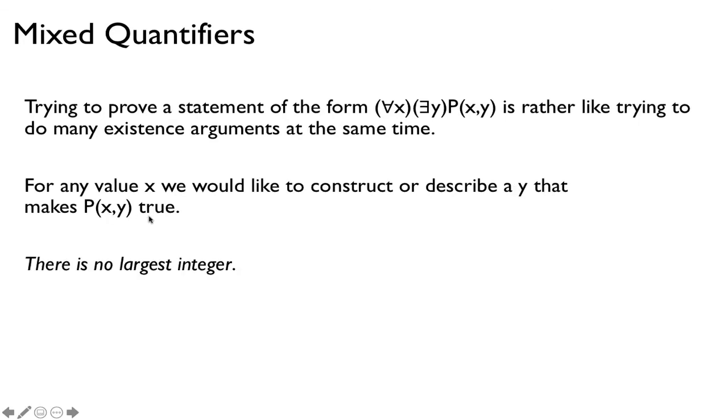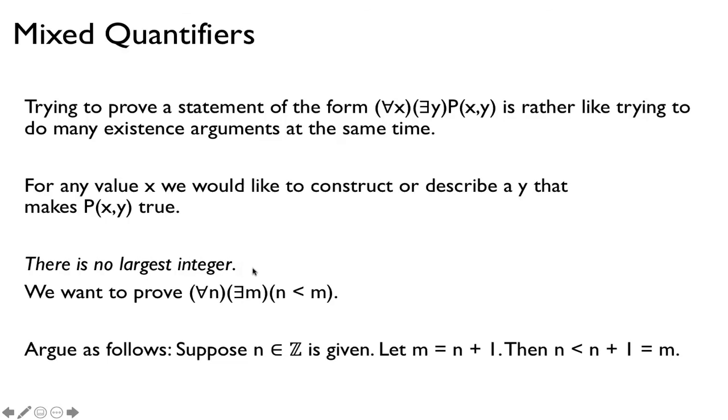So for example, there's no largest integer. This is an example of something like this. I can write this as for all n, there exists an m such that n is less than m. Right? So for any integer, forgive me, I can find something bigger, so that there's no largest integer. So here's one way to prove something that's a mixed quantifier like this.